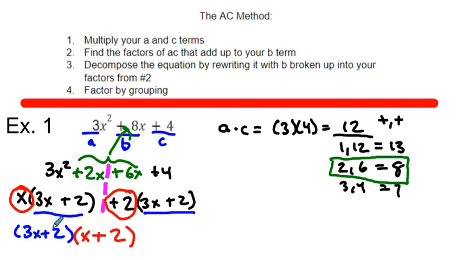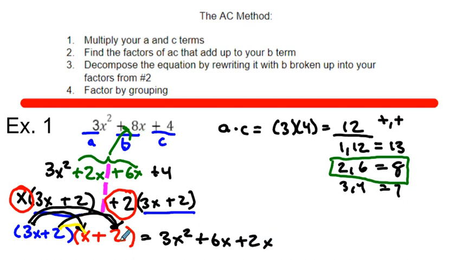What you always can do is use FOIL to simplify this and see what it is. This is just to check your work. So 3x times x is 3x squared. Oh, sorry, those were firsts. Here are your outside terms: 3x times 2, so that gives me 6x. My inside terms are these two, so that's going to give me plus 2x. And then my last terms are 2 times 2, which is 4. So all I have to combine is this. That gives me 8x. And so 3x squared, check. Positive 8x, check. 4, check.